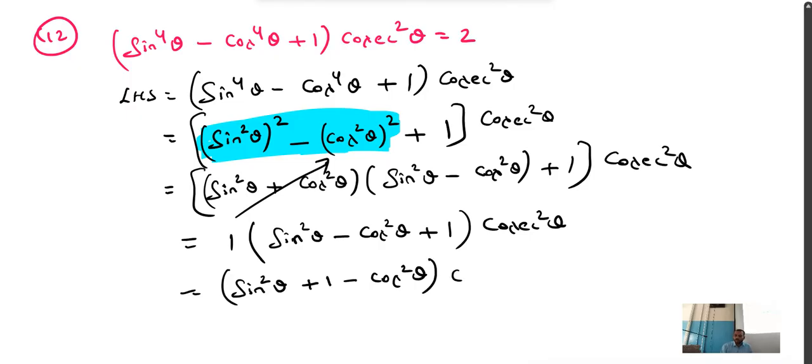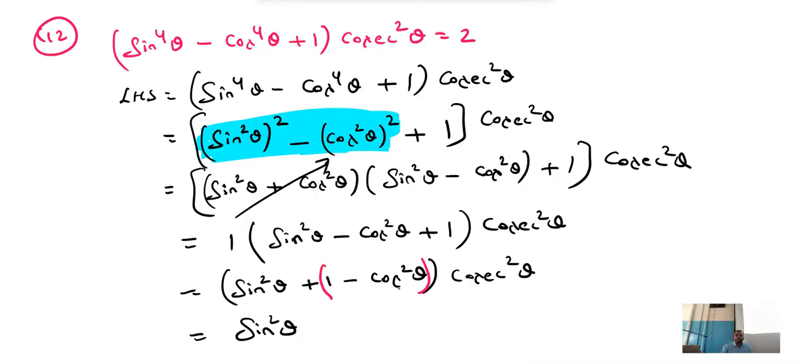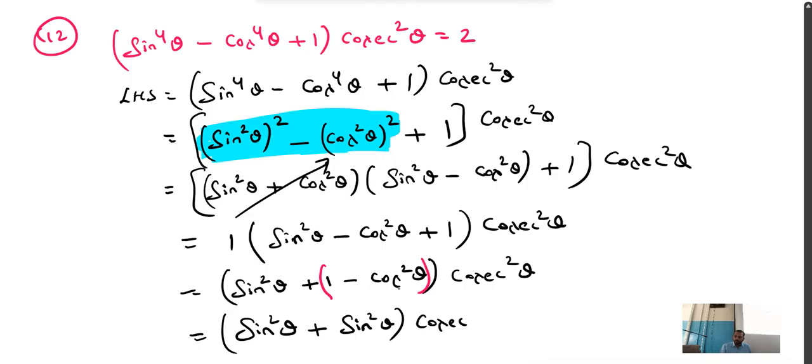Into cosecant square theta. Now see children, sin square theta as it is. Now what I will do, for this 1 minus cos square theta I will put a bracket. We know that sin square theta plus cos square theta is 1. Then 1 minus cos square is sin square theta, into cosecant square theta. I hope you all are copying.